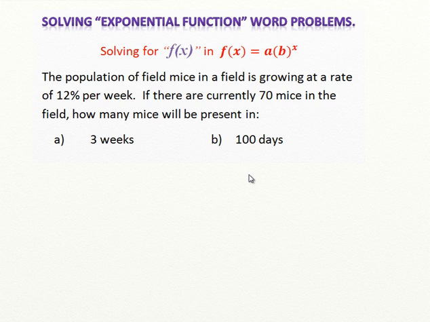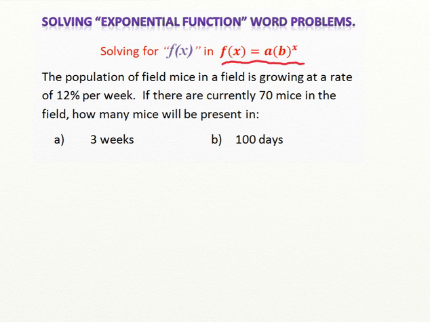So as we go through these examples, you will see that all of the equations that we write will take the general form of this function: f(x) is equal to a times b to the exponent x, where a is the initial amount, b is the base, which would describe the growth or decay, and x is the number of growth or decay time periods. Okay, so let's go ahead and get started.